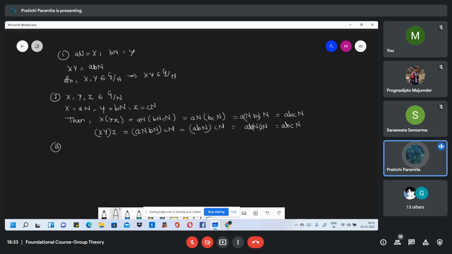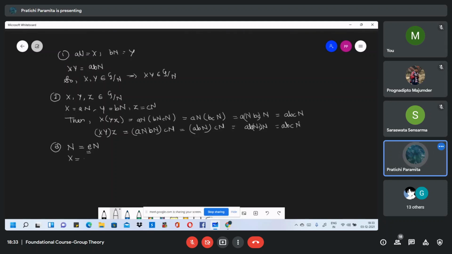Now I want to check an identity element. Let me consider N equal to eN. This is also a left coset, right? Because e is an element in G. So this is going to be a left coset. So I'll take N equal to eN.